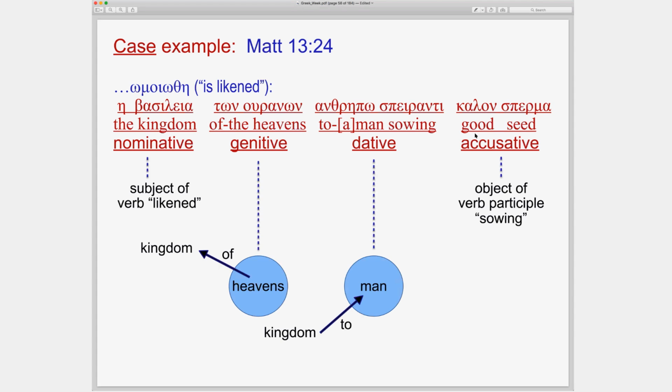But notice the directions here and how the comparison is made. The kingdom of the heavens to a man. The man sowing good seed, participle. Sowing good seed. Okay, everybody get that? All right, let me move on.